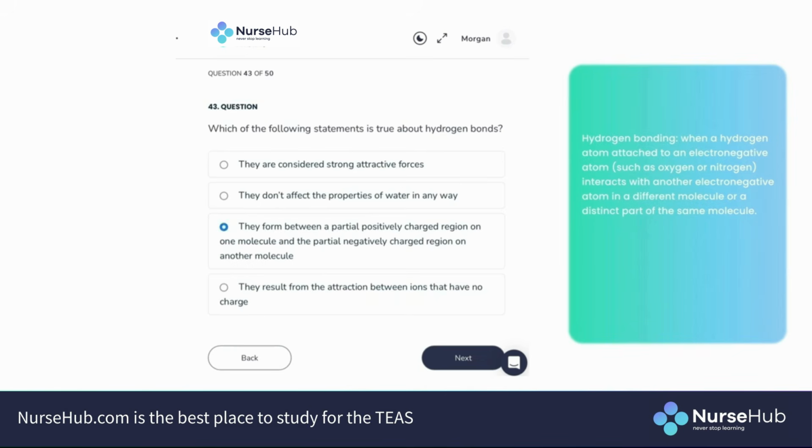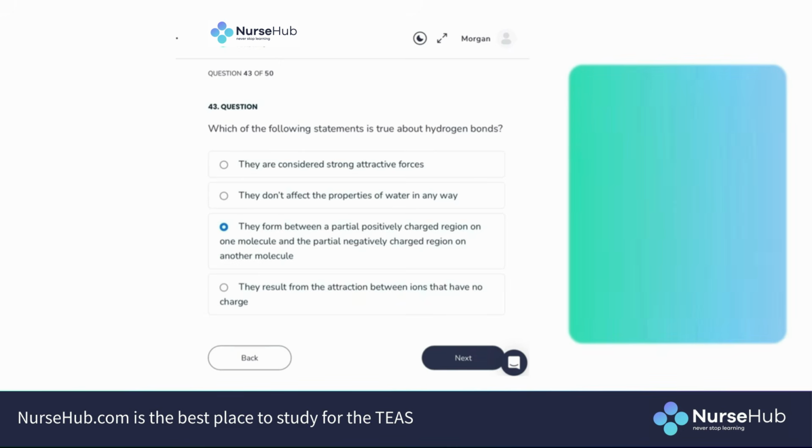If you want an explanation of why the other answers are incorrect, move through this quiz on your own, and the non-answers will be explained in full detail. Let's move on to question 44.